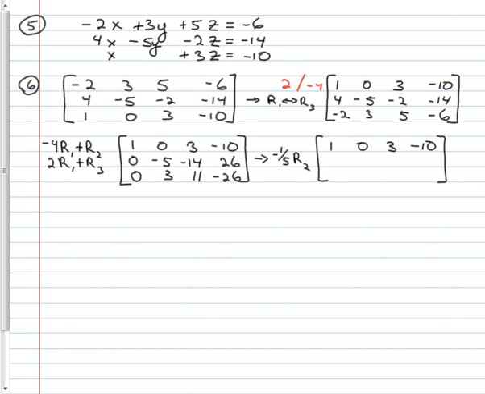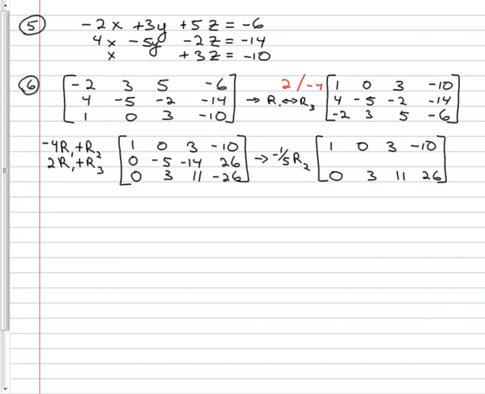10. 3 is the same, 0, 3, 11, 26. And my method to be consistent is I copy down the ones that I don't touch first. That helps me eliminate any mistakes. Now, I'm dividing by negative 5. Multiplying by negative 1/5, same thing.